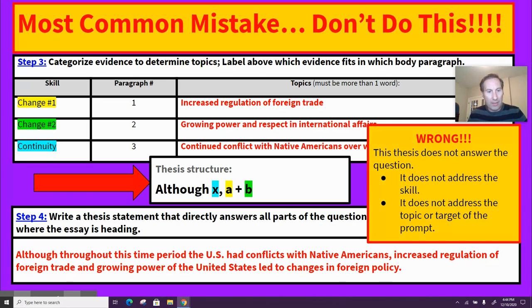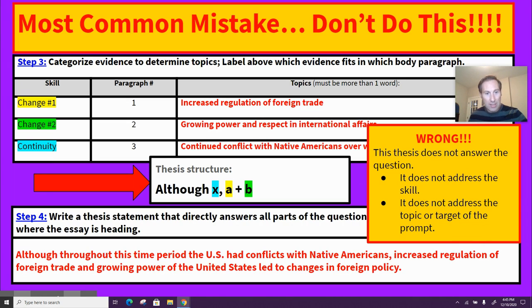So it says, although throughout this time period, the U.S. had conflicts with Native Americans. So far, so good. Increased regulation of foreign trade and growing power of the United States led to changes in foreign policy. Okay, now that looks like it's accurate because after all, I'm looking at change one. It says increased regulation of foreign trade. Well, it's right there. Growing power and respect of international affairs. Well, it's right there. But if we look a little closer, number one, you're not arguing for continuity and change over time. This is a causation thesis.